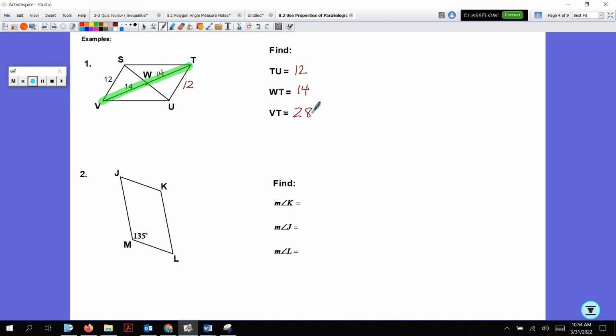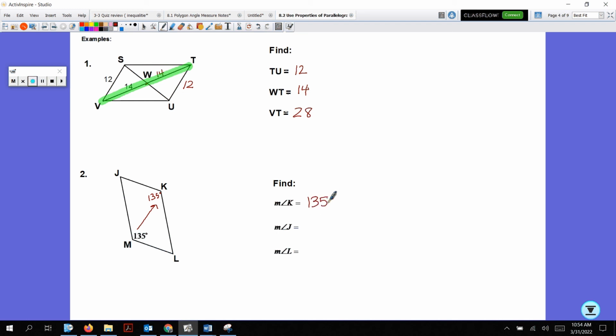Perfect. All right. In number 2, we're talking about angles. Remember, it's kind of easy to see K because these are opposite angles. They are congruent. So this has to be 135 degrees up here. So the measure of angle K is 135 degrees.